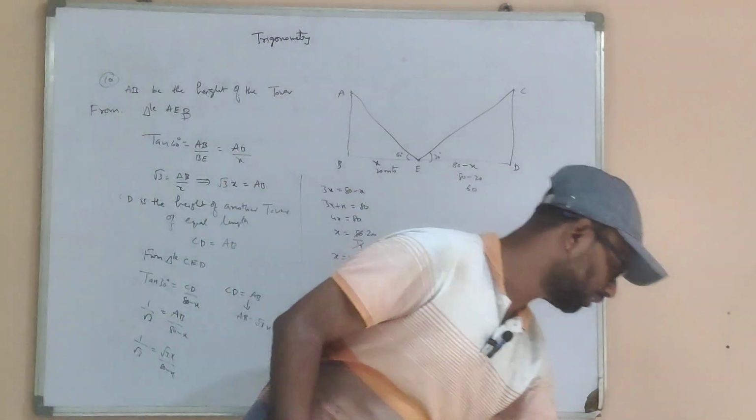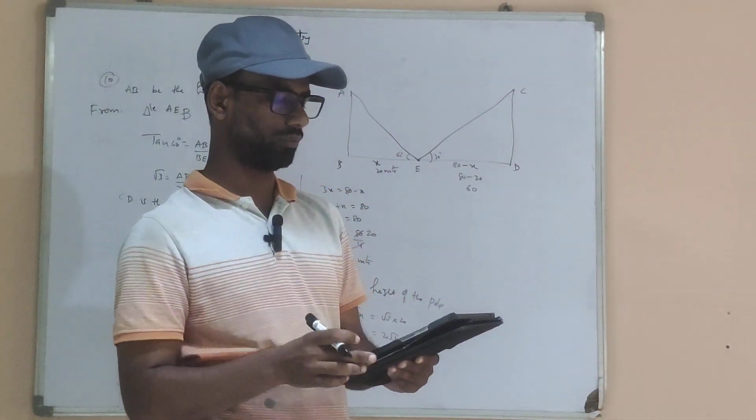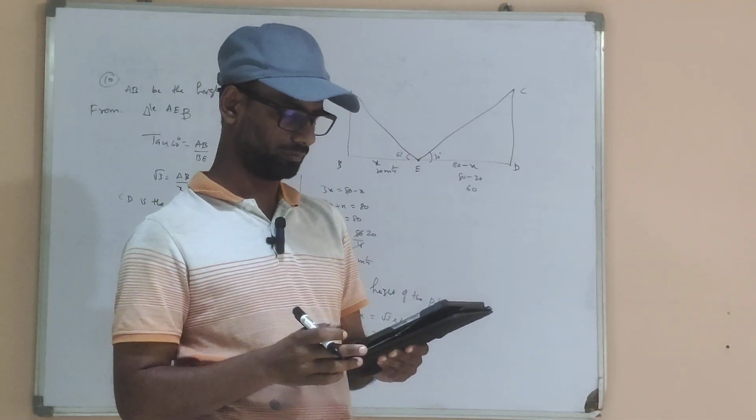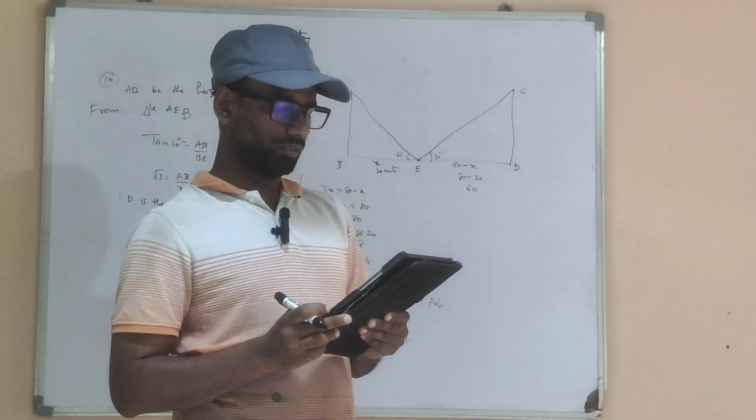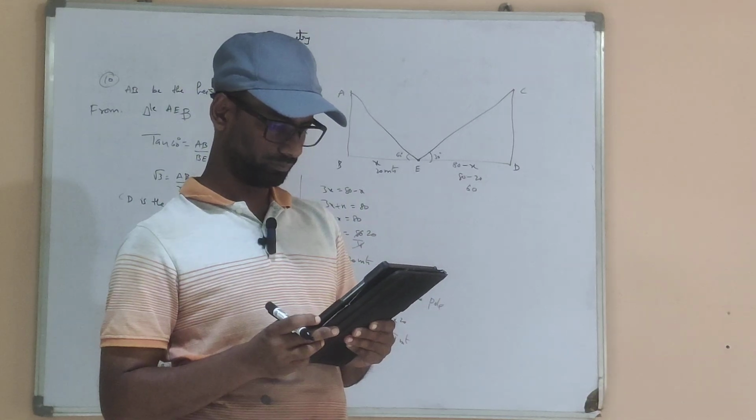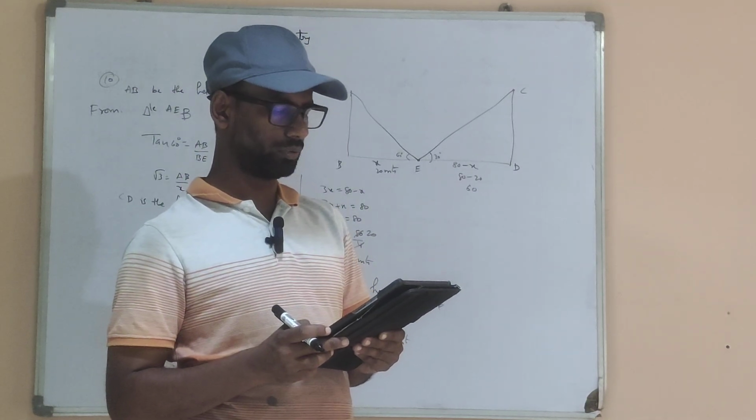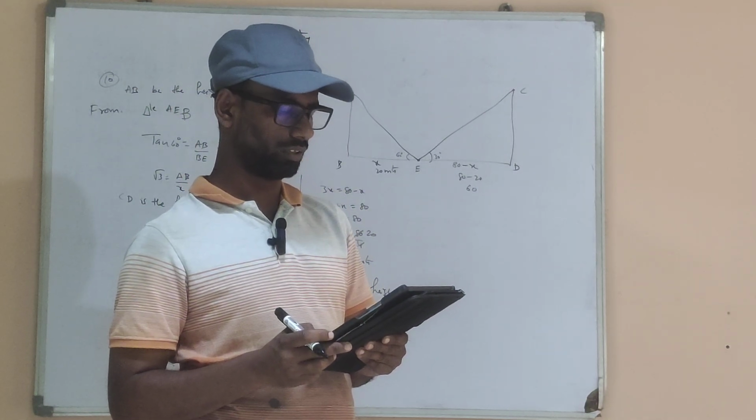Now we are going to solve the 11th question. The 11th question is related to a TV tower that stands vertically on the bank of a canal.